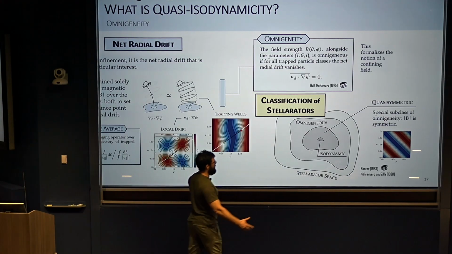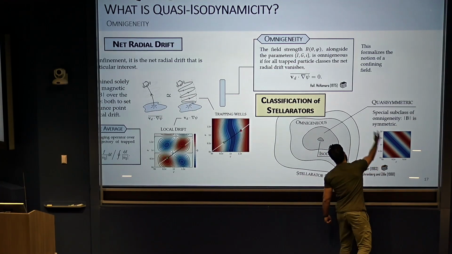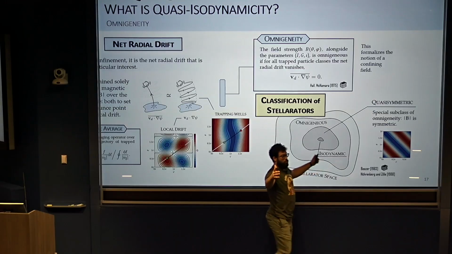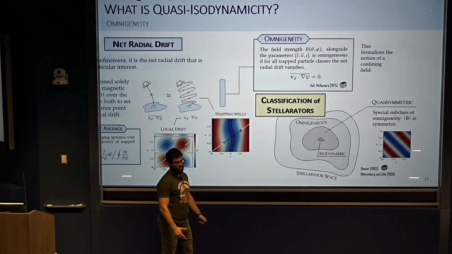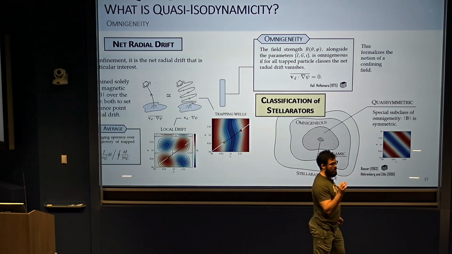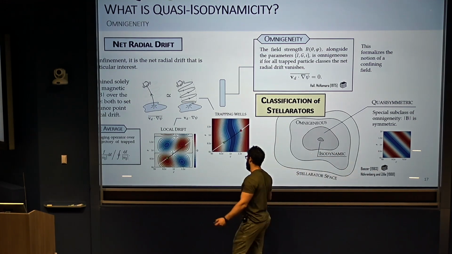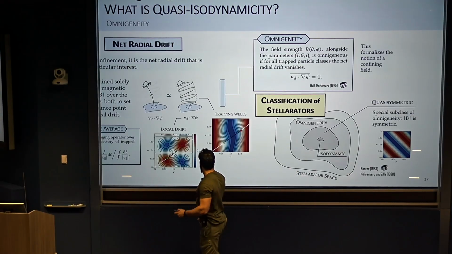And our favorite friend, quasisymmetric stellarators, I had to mention them. They live inside this bigger group of homogeneous stellarators. They achieve this vanishing of the radial drift by having a direction of symmetry. So the contours of mod B would look straight, but we're not going to talk about them today.